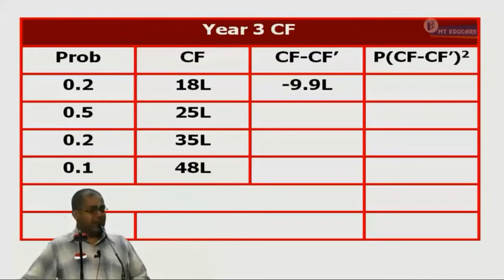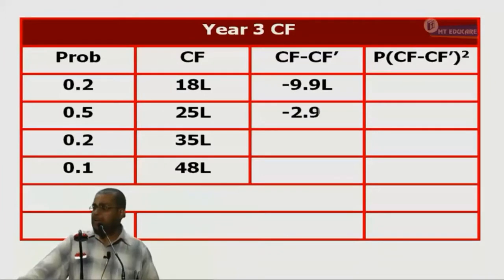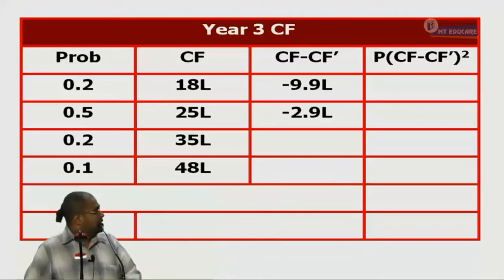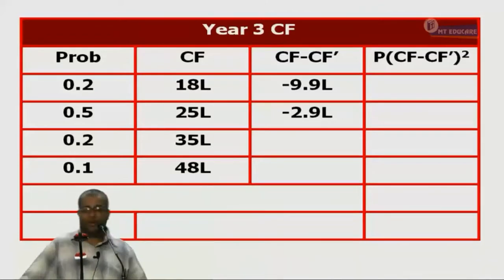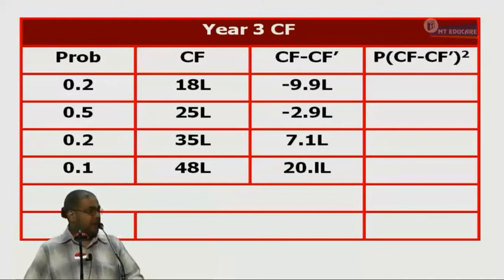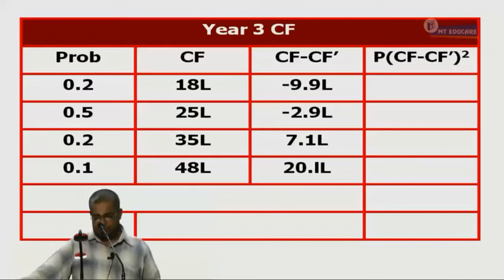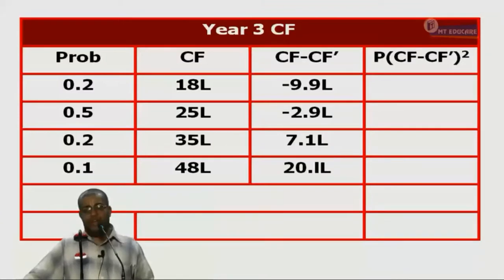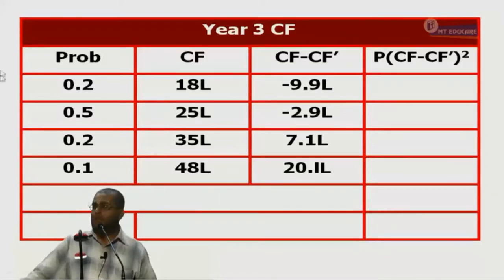25 minus 27.9 lakhs gives you minus 2.9 lakhs. 35 minus 27.9 lakhs gives you 7.1 lakhs. 48 lakhs minus 27.9 lakhs gives you 20.1 lakhs. Shall I proceed? Next, probability into cash flow minus cash flow bar the whole square.